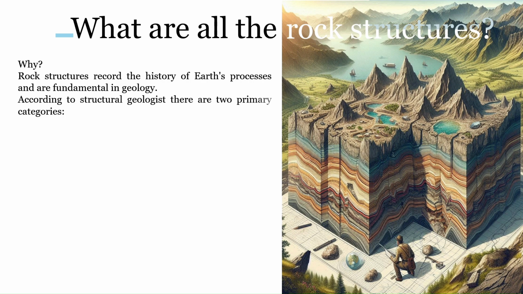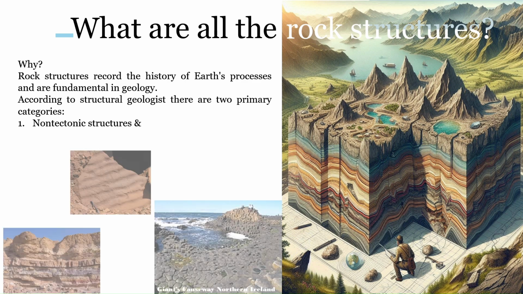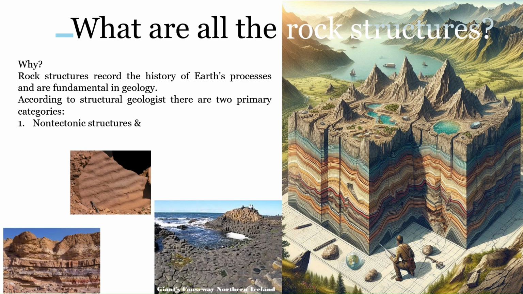According to structural geology, we classify rock structures primarily into two broad categories. One is the non-tectonic structures, that is, structures formed without any direct relationship with tectonic activity. There could be some sort of passive relationship, but no direct relationship. Some examples are ripple marks, bedding planes, and igneous columnar joints, all those structures which don't have any direct relationship with tectonic events. So this is one type.